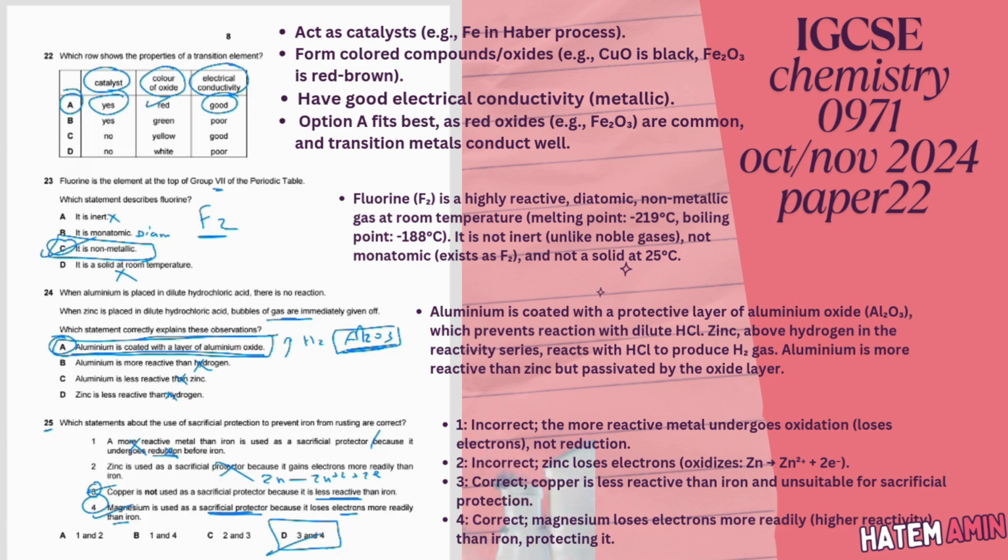Okay, less reactive, so we cannot use it. Iron is more reactive than Cu, so we cannot use copper to protect iron. Second one, magnesium is used as a sacrificial protector, of course, because it loses electrons more readily than iron, so it gets oxidized readily, or faster than iron, so we can use magnesium as the sacrifice instead of iron to protect iron from rusting and corrosion.